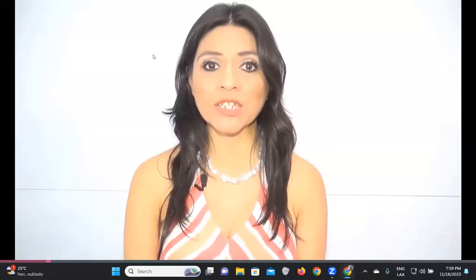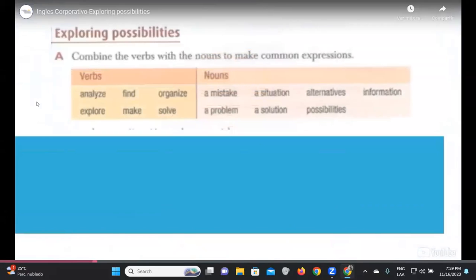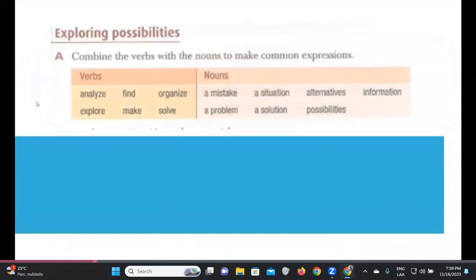Nice. Now, let's learn the following vocabulary. Verbs: analyze, find, organize, explore, make, solve.